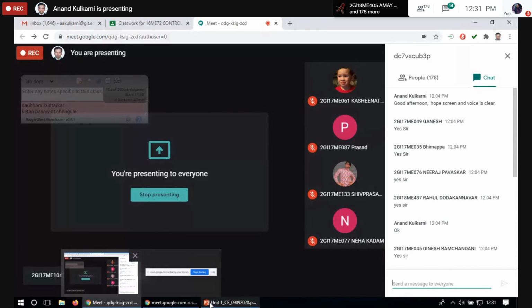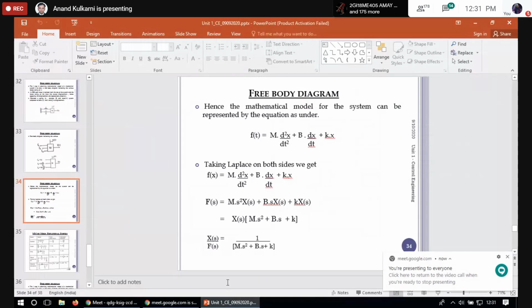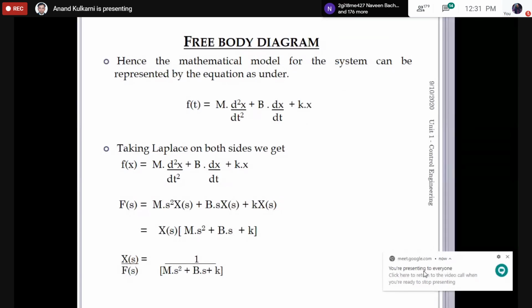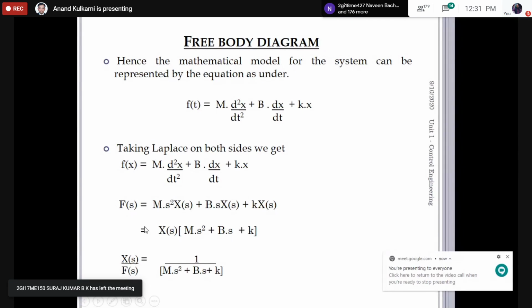Okay, how to call this a linear time invariant system? That is the question. See here, this is the equation. I am saying it is a linear time invariant equation. I have explained that in the previous class also.